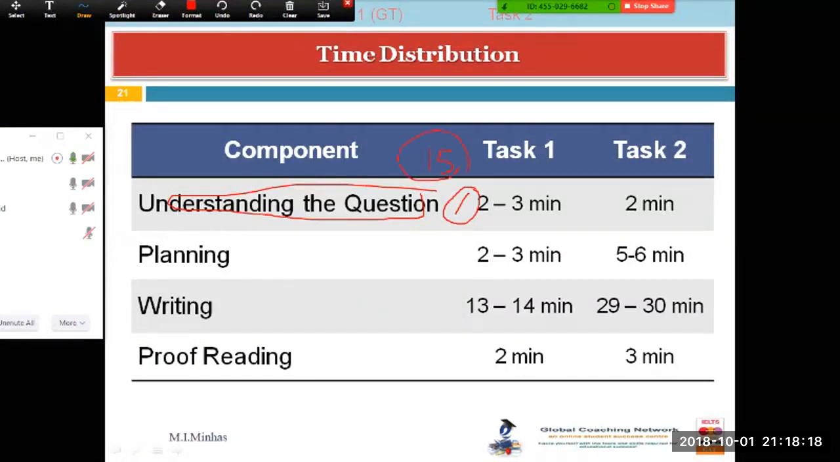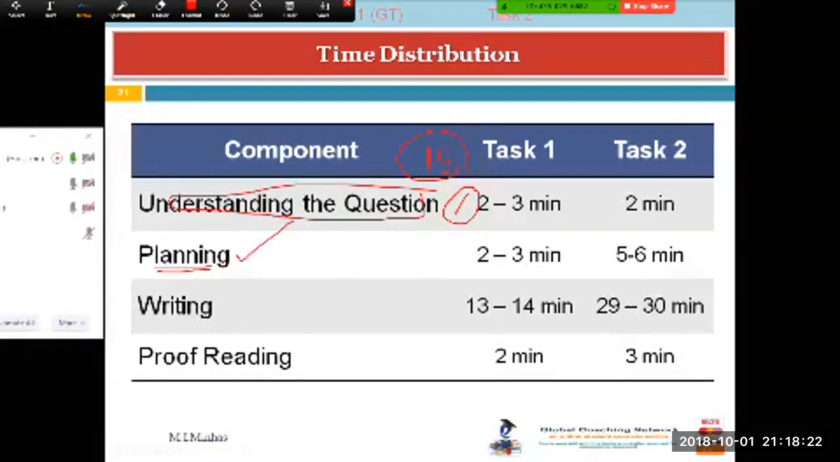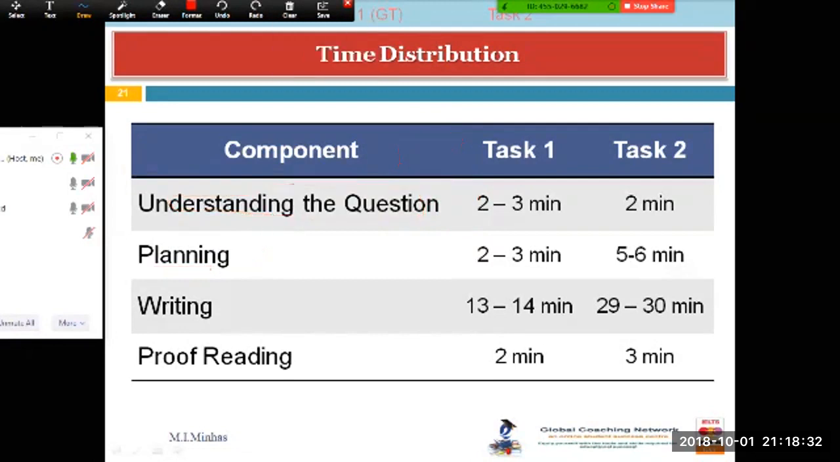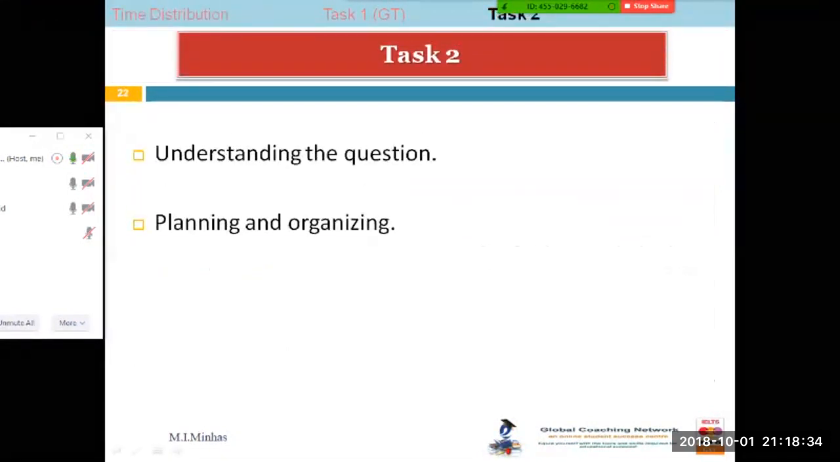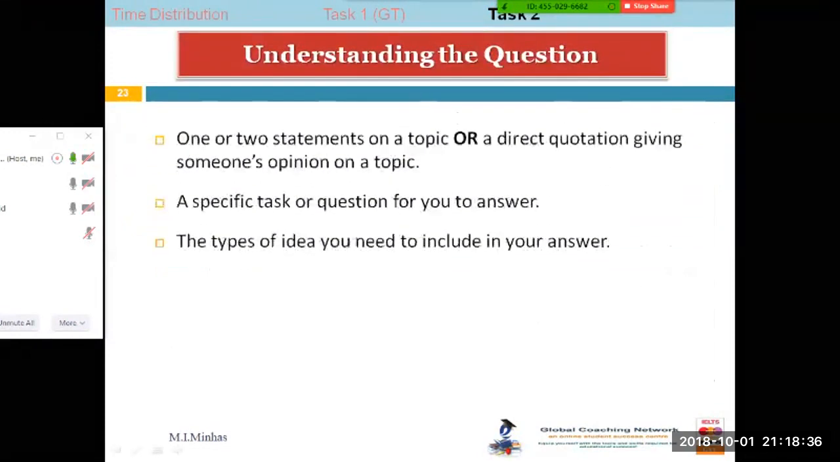Okay. And then there's planning. This thing would be new for all of you. I know this is my idea or my guess that this thing would be new for all of you. Okay. And this is the main core of today's lesson. So now I'm moving forward. Now let's try to understand the question.